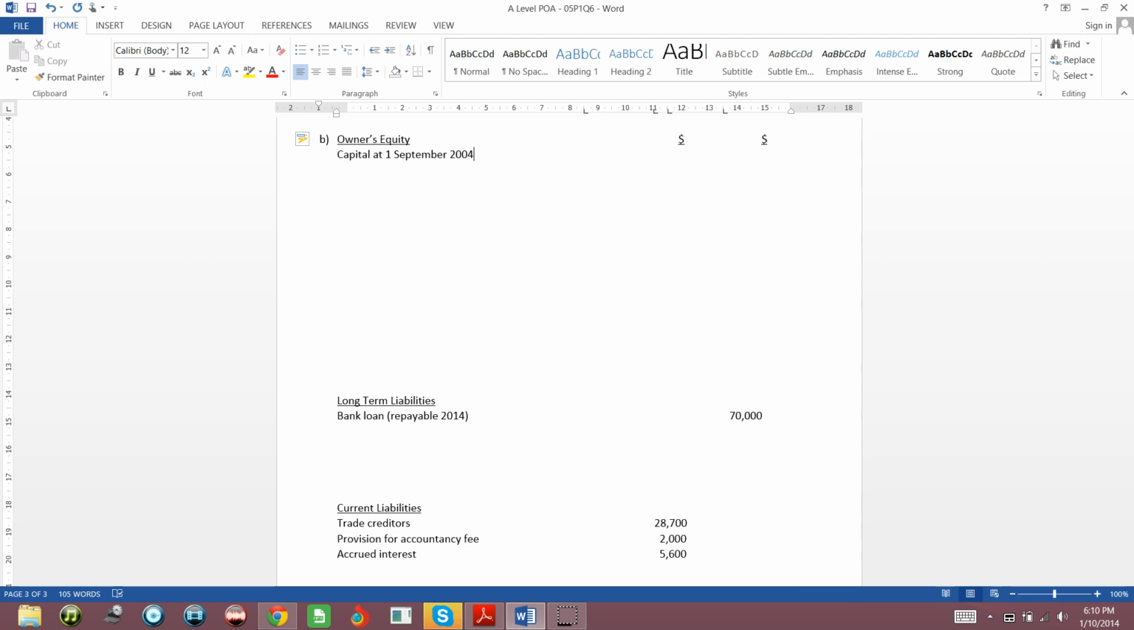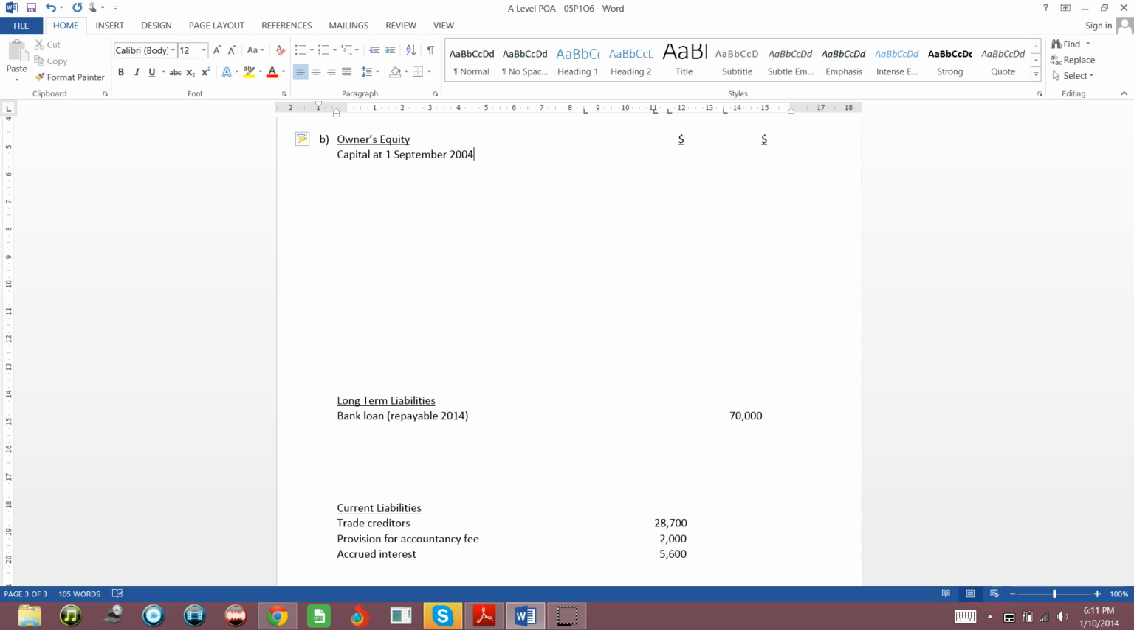In order to know that, you got to read the question carefully. Okay, on 1 September 2004, R. Raja paid 400,000 to buy a retail business with the following assets. The same day, he also opened a business bank account into which he paid his remaining life savings of 300,000 and 70,000 from a bank loan.